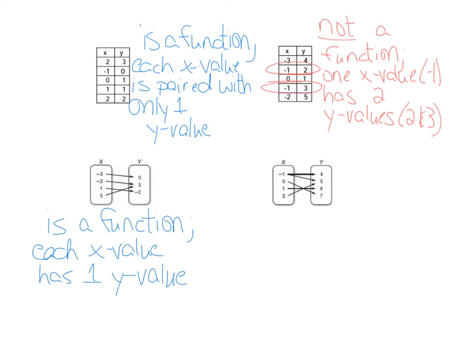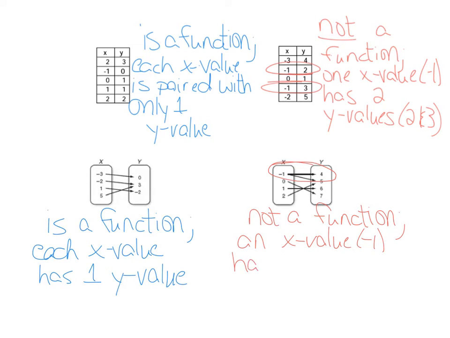Okay? Now, look at the second mapping diagram. What do you think? Look at your arrows. Is there an x value that has more than one y value? Do you see it? Circle it. What do we say about this mapping? This is not a function because an x value, in this case negative 1, has two y values. What are the two y values? 4 and 5.